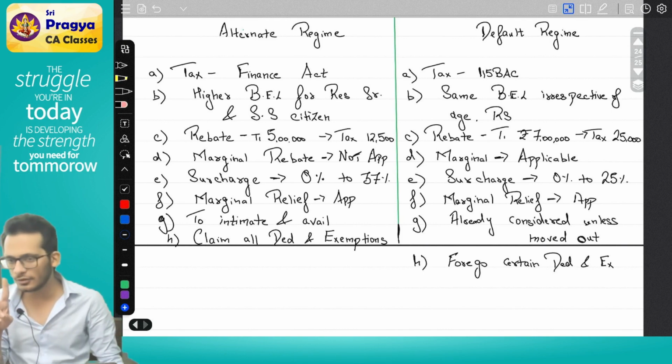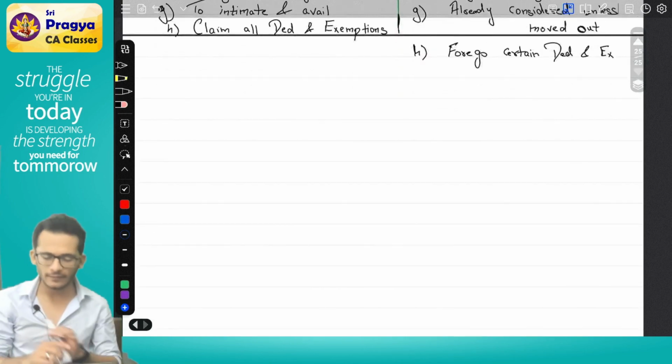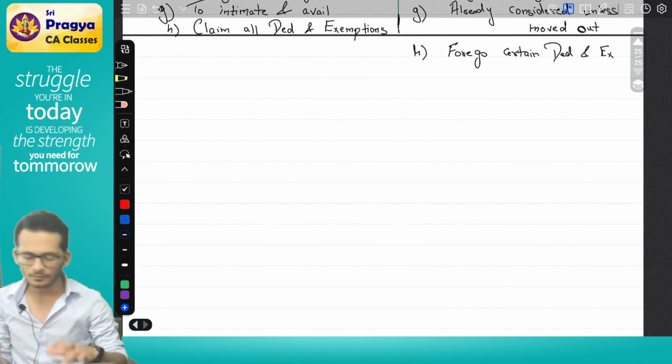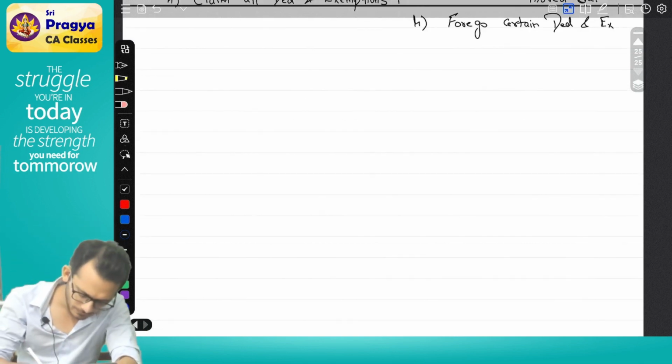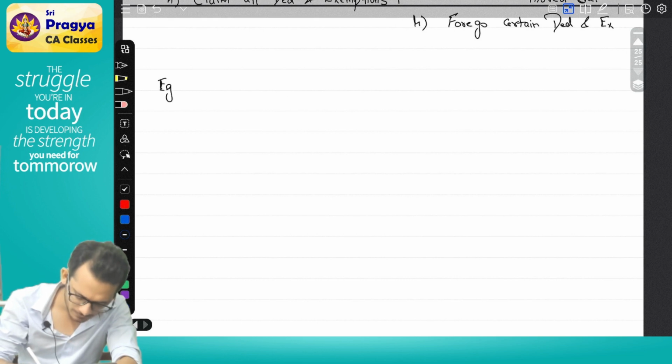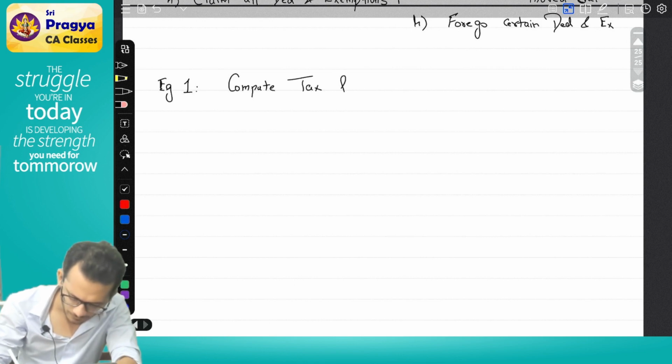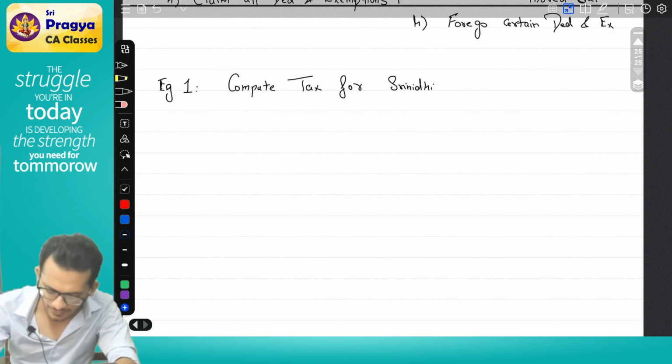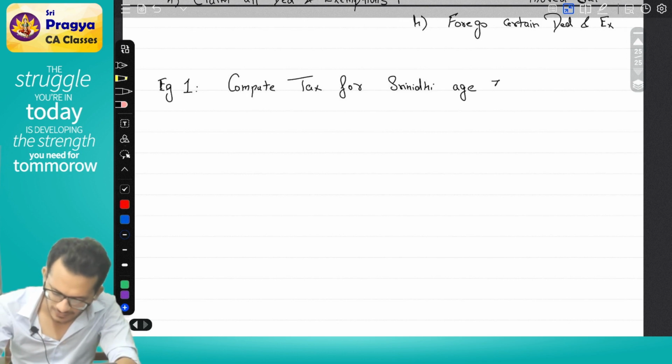What we are going to do is solve 2 small sums and then we'll complete individual. You help me out with what is better. Example number 1: Compute tax for, let's say, Srinidhi. Age is given as 37 years.